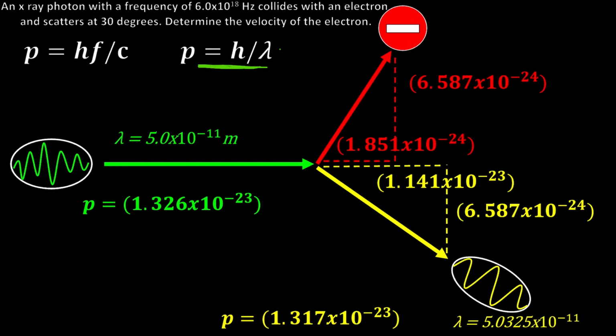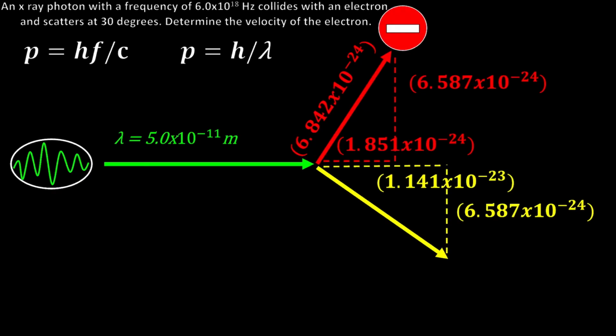Now all we have to do is use Pythagorean theorem, a squared plus b squared is equal to c squared, and our momentum along that line is 6.842 times 10 to the negative 24. Okay, so I know that's a lot of work, and we're not quite at the answer. We just have one more step to go. That was the momentum of the electron.